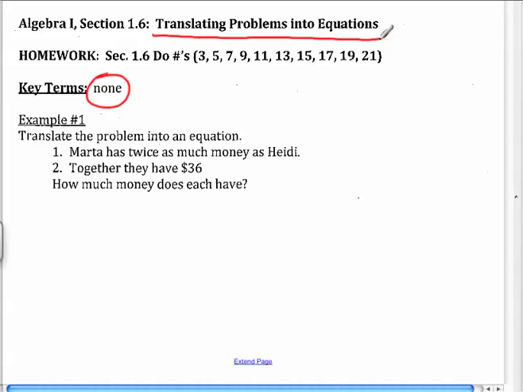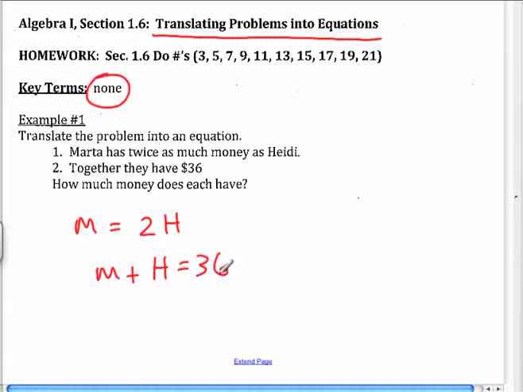First it says Martha has twice as much money as Heidi. How can I write that as an equation, Jordan? So M equals 2 times Heidi, right? M equals 2H. Good. Now we've got number 2 here. It says together they have $36. Who can translate that into an equation for me? Joseph. M plus H equals 36.